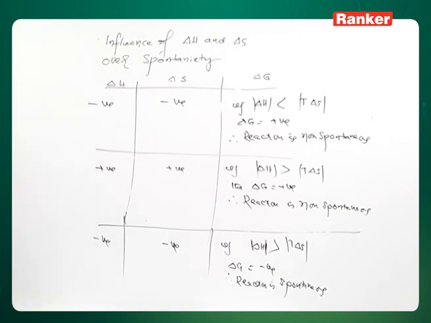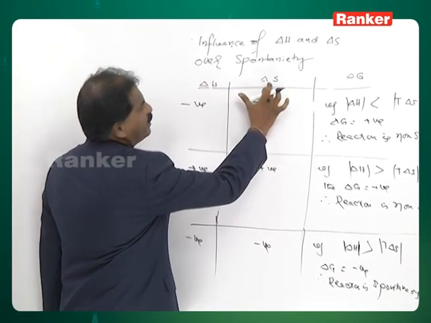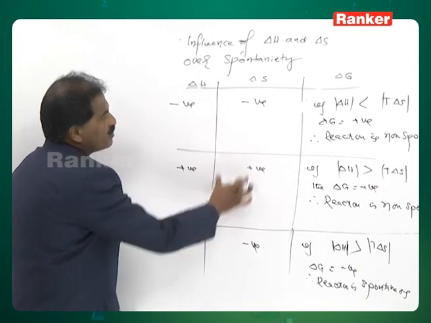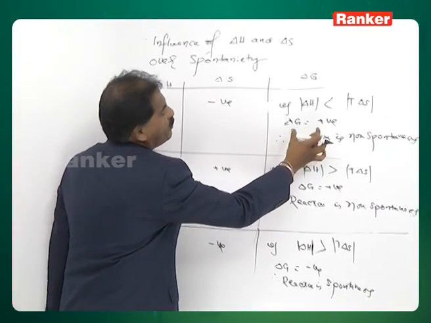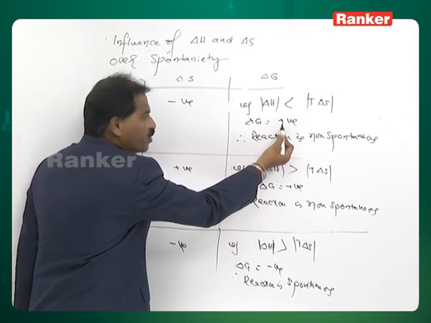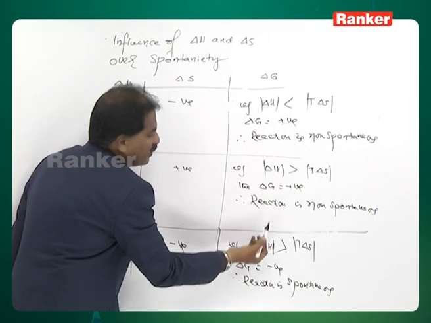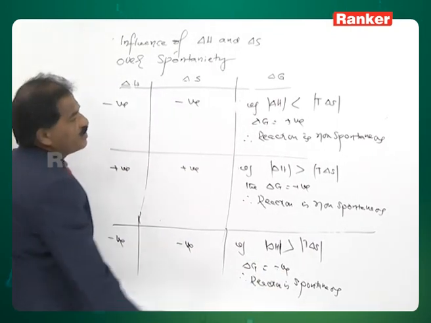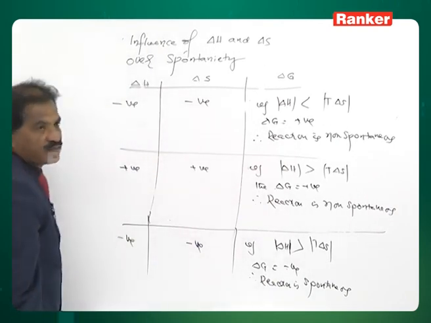So these are the various possibilities through which the enthalpy change and entropy change can influence the magnitude of del G. Based on the resultant of the enthalpy change and entropy change, if we calculate the free energy change, whenever we get the free energy change positive, we can say the reaction is non-spontaneous. Whenever we get the free energy change negative, we can say the reaction is spontaneous. So based on the sign of the free energy change, we can predict the spontaneity of the reaction.